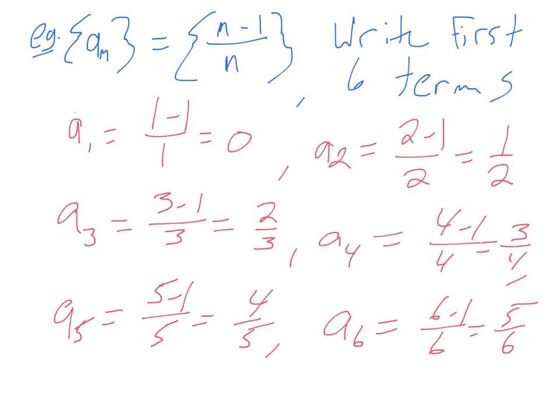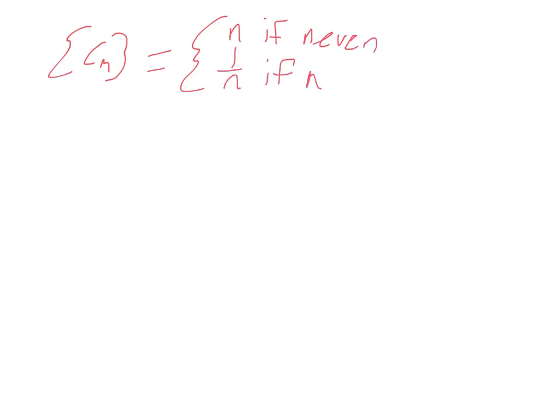And sometimes sequences can be defined in less conventional ways. So I might have c sub n is equal to n if n is even, or maybe it's equal to 1 over n if n is odd. Why don't you write the first 6 terms of that one?